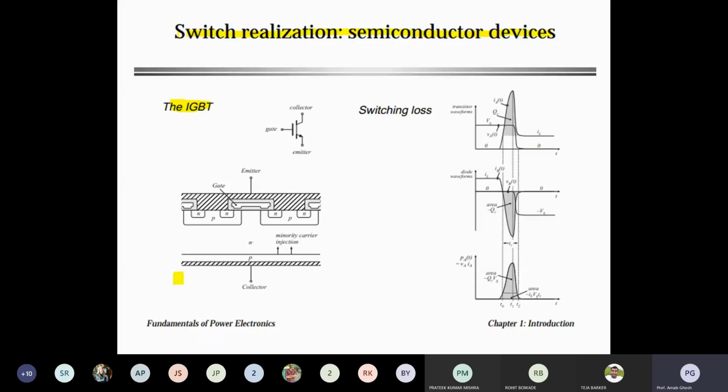Okay, so which one we are going to use, that is most important. Here you can see the collector, emitter, and the gate. The IGBT is a composition of the BJT and the MOSFET. Okay, so that's the structure. The detailed discussion about the structure I will cover in my other classes. One specific chapter will be related to the switching devices.